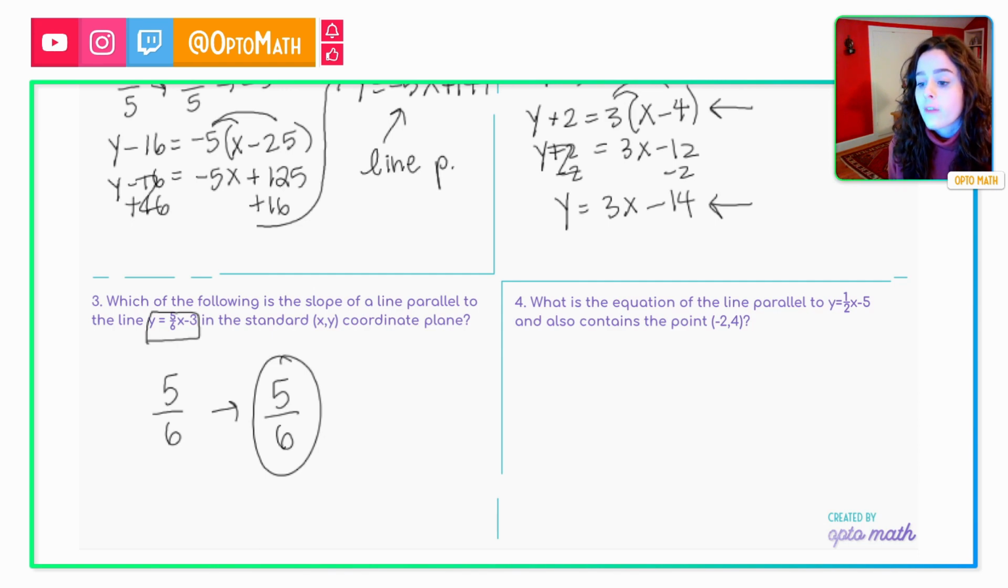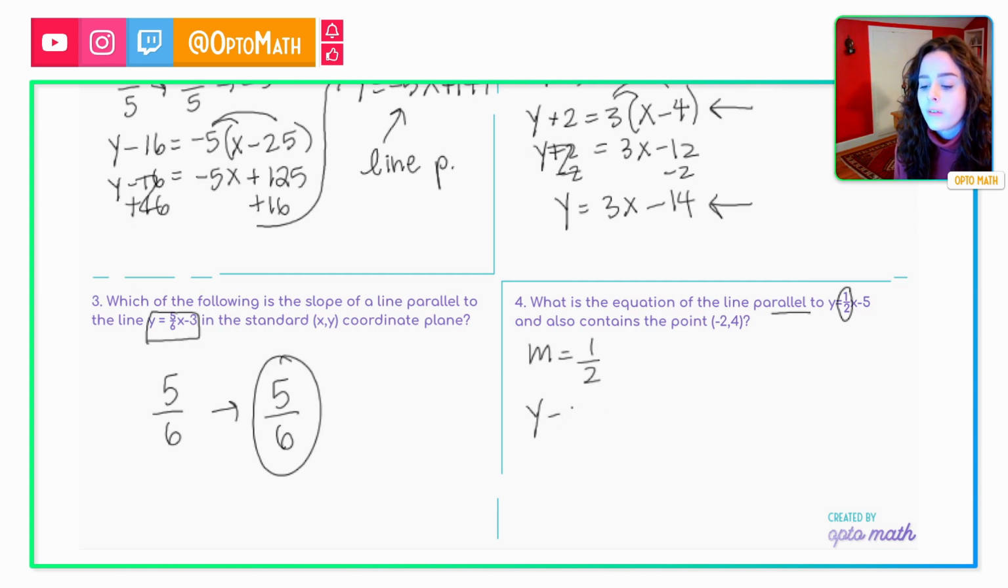Number 4, we have what is the equation of the line parallel to y equals 1/2 x minus 5 and also contains the point -2, 4. So same process as before. We're going to figure out our new slope. Since it's parallel, it's going to be the same slope as our given line, and that's going to be a slope of 1/2. Now let's use our point-slope form.